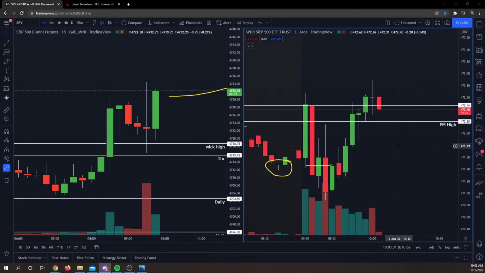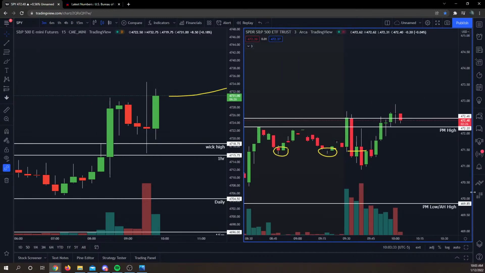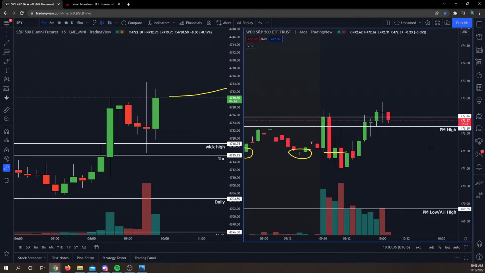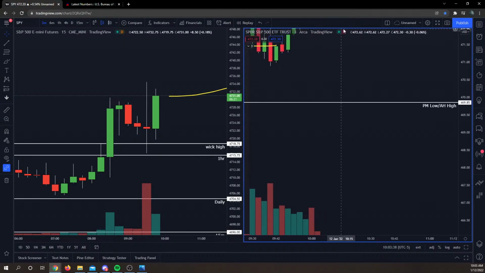Having levels is incredibly important. Charting price action on bigger time frames is incredibly important.